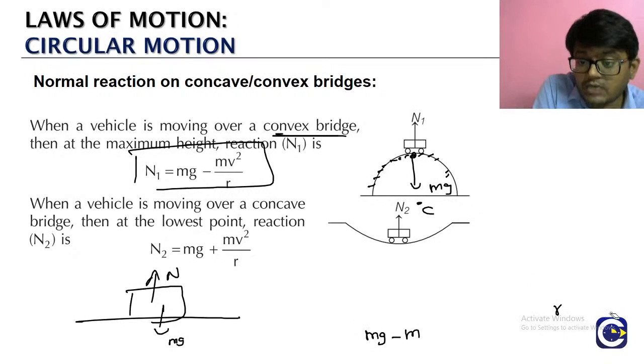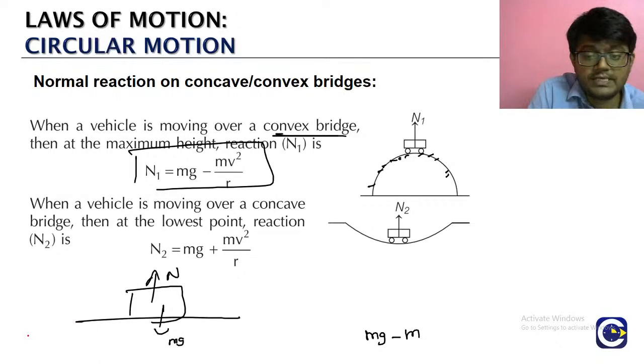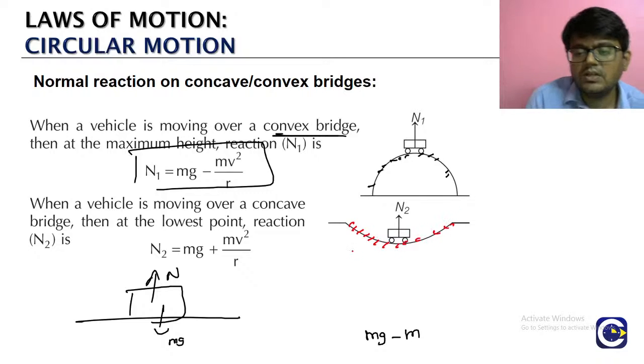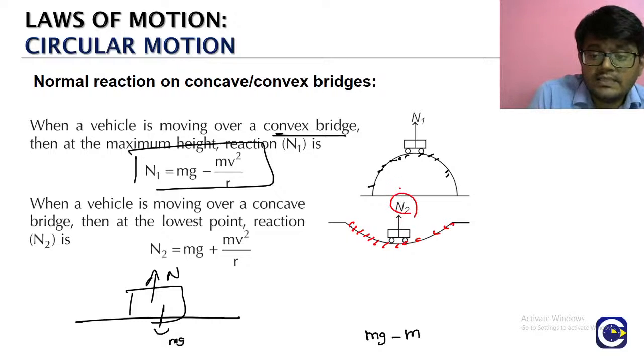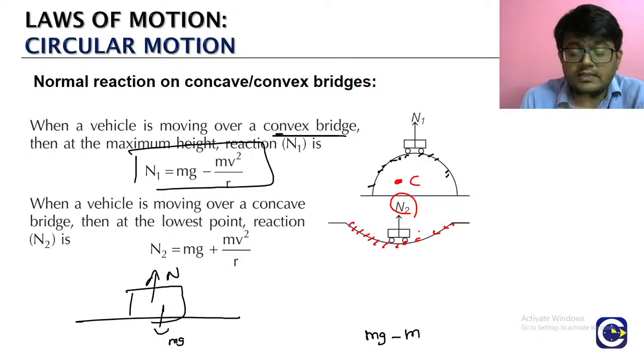On the other hand, what we can also have is this concave type of bridge. Look at this concave type of bridge. We'll have a curvature like this. If you're going on the concave type of bridge, look at this, the center will be somewhere here, the center of the circular turn.